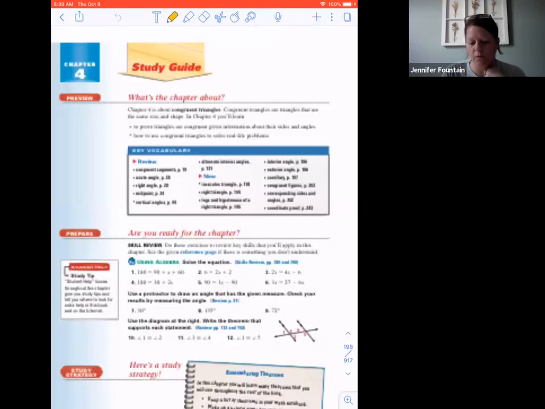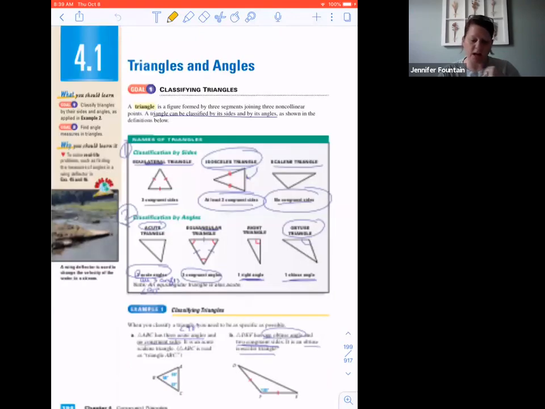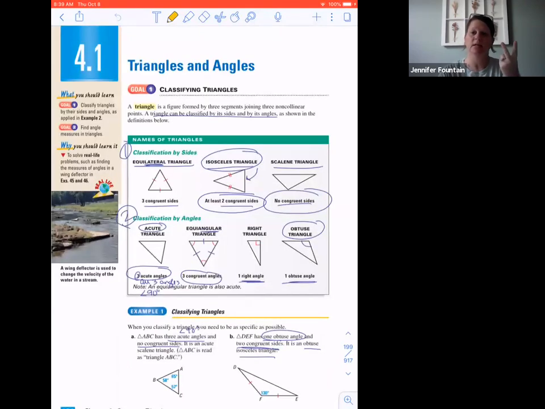So just a quick review of what we looked at yesterday, talking about our triangles. We talked about how there's two ways to classify triangles, and that's according to their sides and according to their angles. And when you are trying to be as specific as possible, you want to name them by both, okay? So that's what our picture here in the green box is. It's showing us how to name them according to both sides and angles, okay?